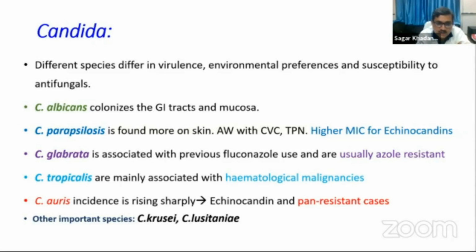A word about Candida auris. This is a rare candidemia, but it is rising very, very fast. It is a notorious candidemia, most of the time echinocandin pan-resistant, and I am more worried that Candida auris may give rise to cross-infection among patients. There are other important but less commonly found candidemias as well.